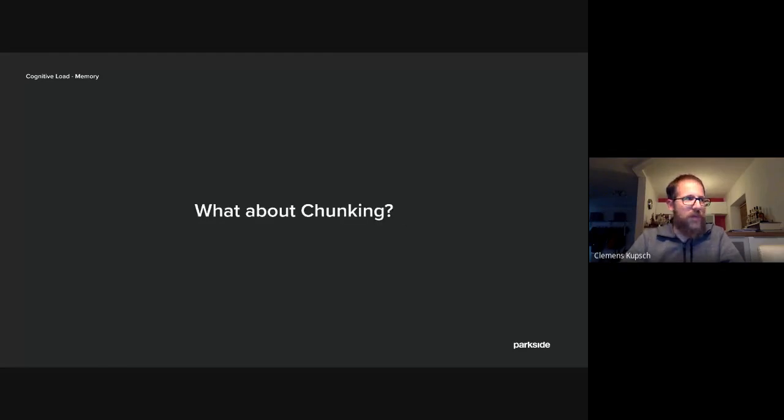But what about chunking? I mentioned it before. We said that a chunk is a collection of those basic familiar units that have been grouped together. And how does that apply? Well, we learned that more than 7 characters, those are hard to remember. The longer the numbers or characters get in a list, the harder they would be to remember.